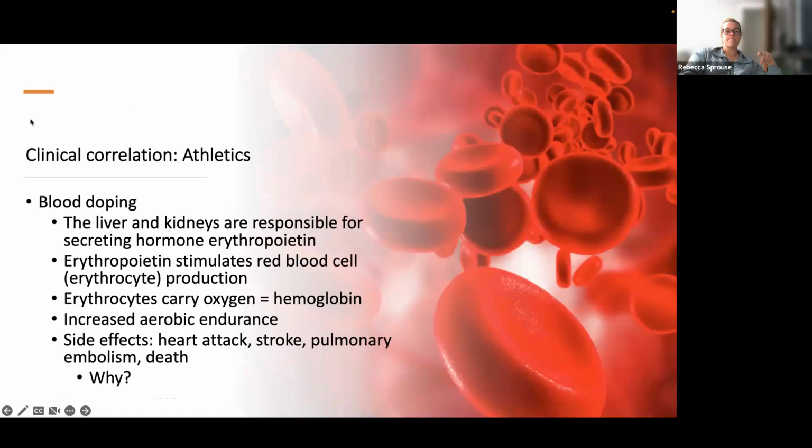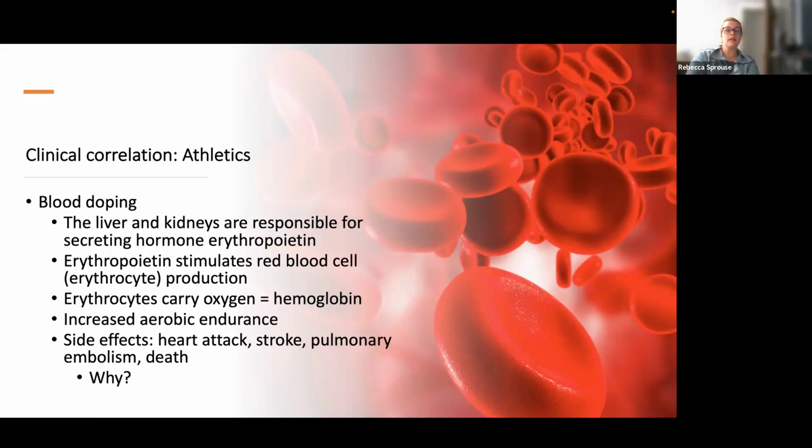Another athletic problem is called blood doping, if you've ever heard of this. Essentially, the liver and kidneys are responsible for secreting a hormone that stimulates red blood cell production. And your red blood cells are responsible for carrying oxygen throughout the body on molecules called hemoglobin. So you can imagine if you're an athlete and you can somehow increase the oxygen carrying capacity of your body, that you maybe would have a higher aerobic endurance, right? Maybe runners or bicyclers or something like that.